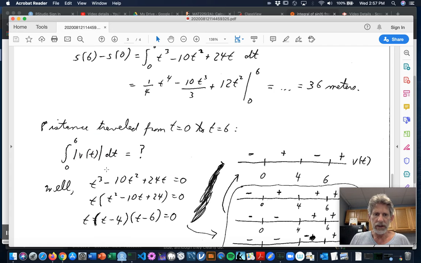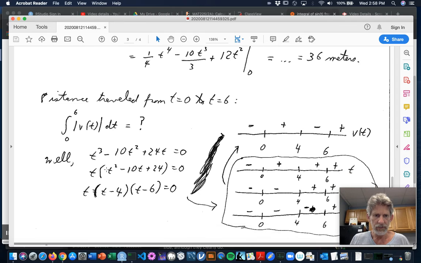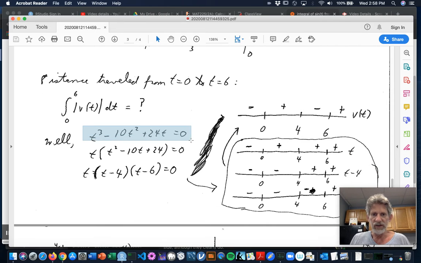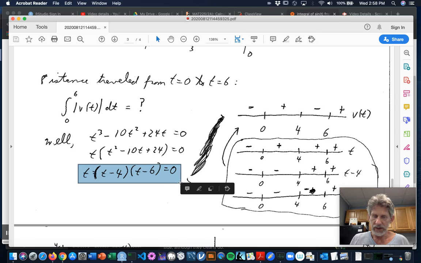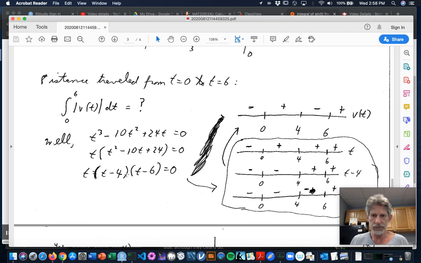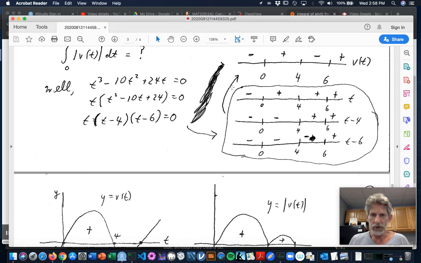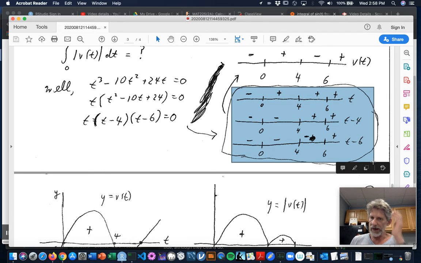So let me first think, when is this v of t positive and when is it negative? I start by thinking, when is it 0? And so I've got an equation to solve, and I see I can factor out a t. And then I see I can factor this into this. And so I think, okay, for what t's is this 0? Well, t could be 0, it could be 4, it could be 6. And then I head over and do a little analysis on each of those factors, the t minus 4 and the t minus 6.